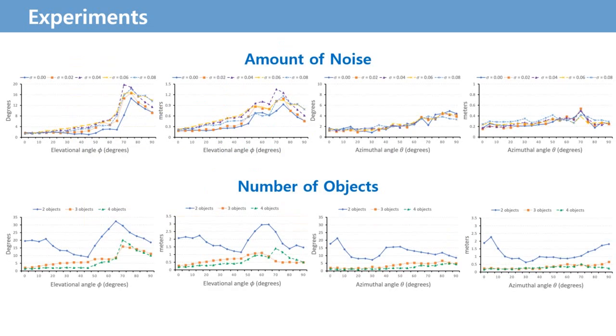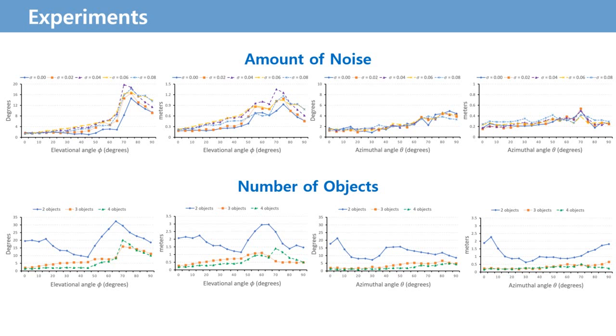This is the result of the synthetic dataset. The first row is the result from the amount of noise. The two datasets, according to the elevation and azimuth degree, show good results until 20 degrees. But after that, accuracy decreases. And the result at 75 elevation degrees shows the lowest accuracy, because usually the semantic network was not trained with bird's eye view images.